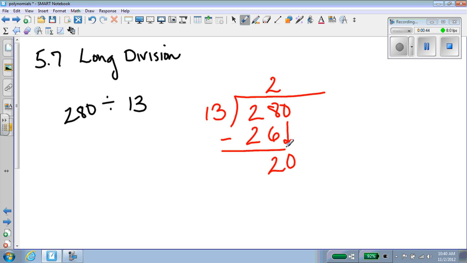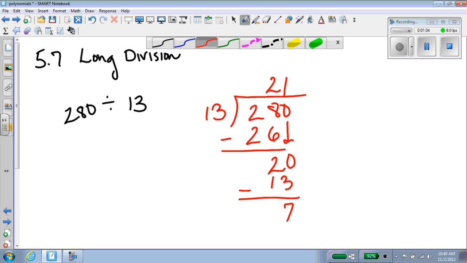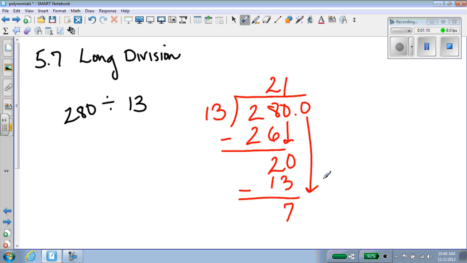I start again. 20 divided by 13 is 1. So that's 13. I draw a line. I subtract. Remainder 7. And maybe way back in the day you wrote remainder 7. We're not going to be doing that. Maybe a little later on in your development, you threw in a decimal point and a 0 and kept going. We're not going to do that either.